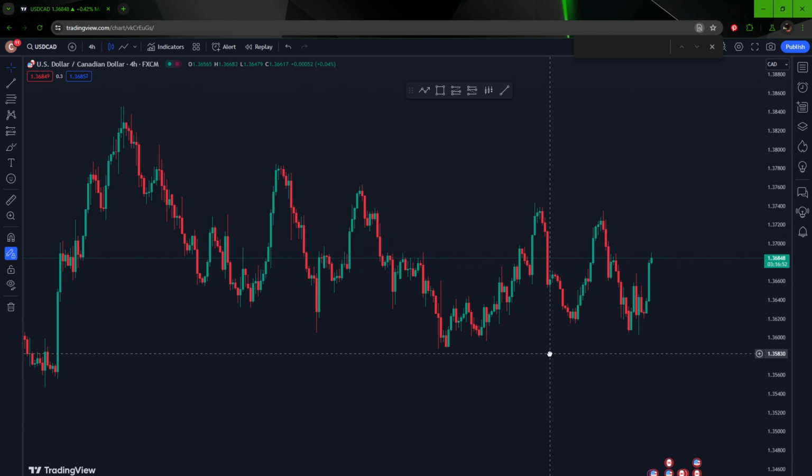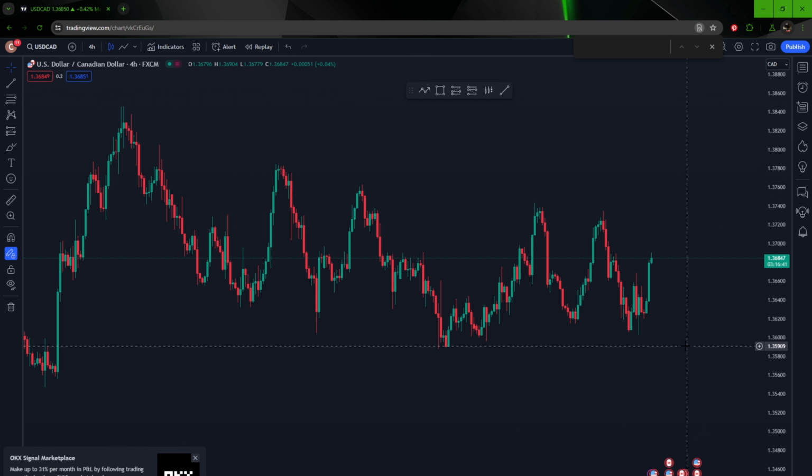Now you can clearly see on this 4-hour chart that there's a resistance up here and there's a support over here, without even really drawing lines on the chart. You can clearly see there's resistance here. There's also a trend resistance up here. There's a trend support over here as well.